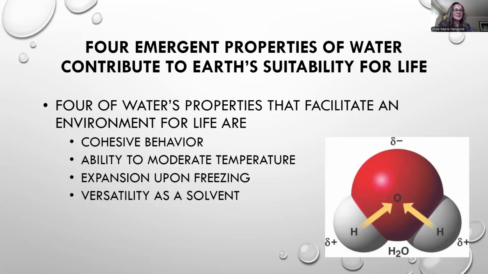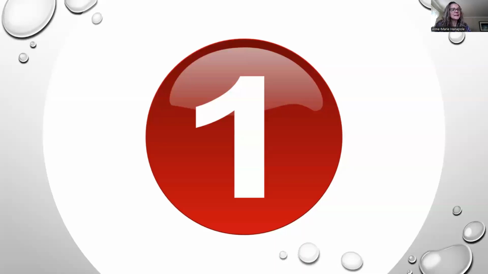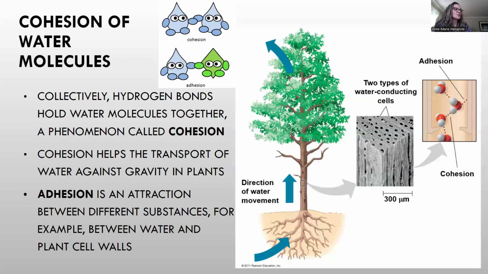And that polarity of the water molecule is what gives it its unique properties. And there are 4 emergent properties of water that contribute to the Earth's sustainability for life. Those 4 properties are cohesive behavior, the ability to moderate temperature, expansion upon freezing, and versatility as a solvent. If we look at each of those, we're first going to look at the cohesiveness of water.